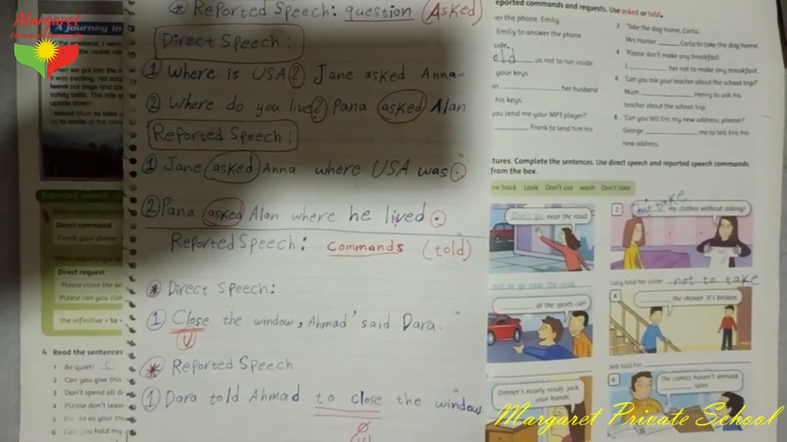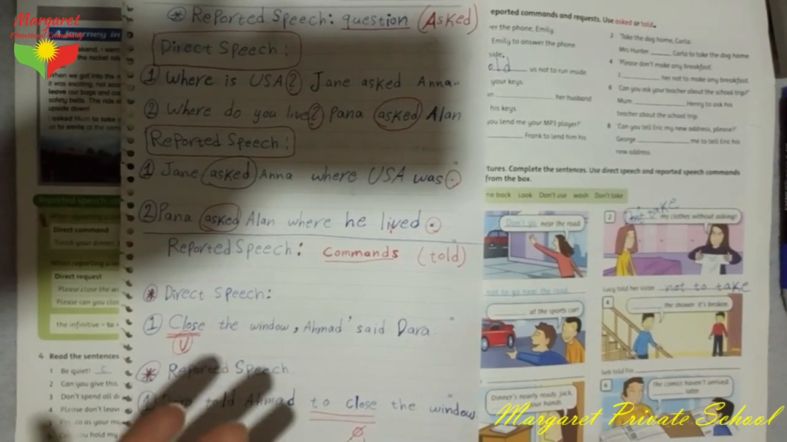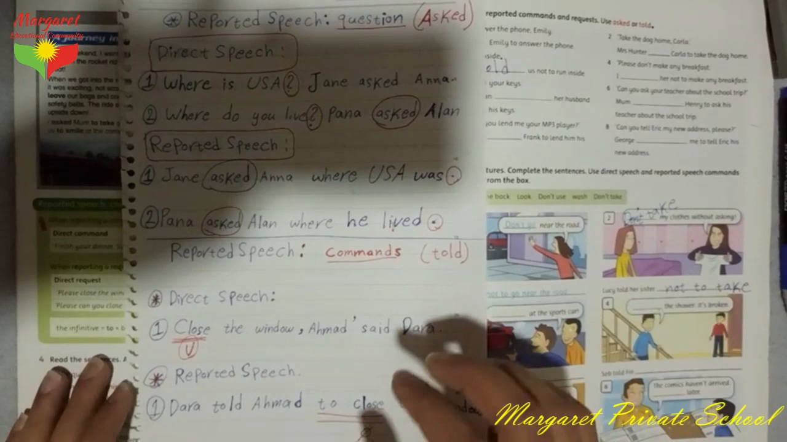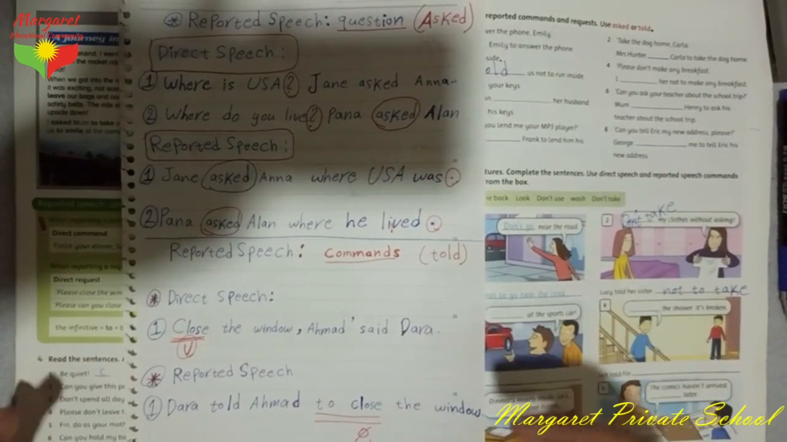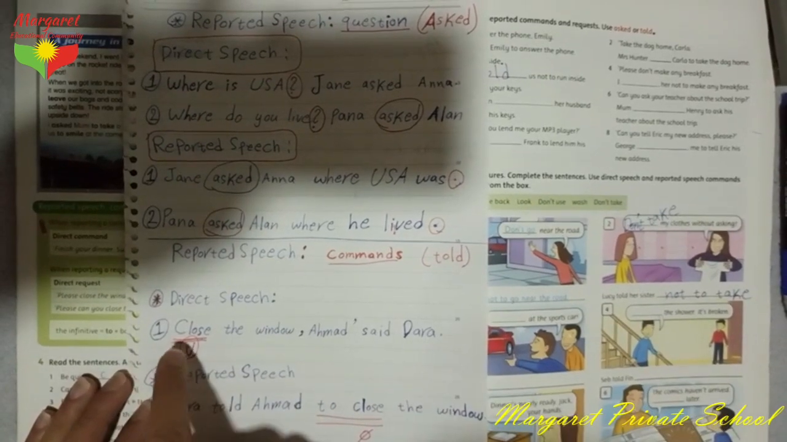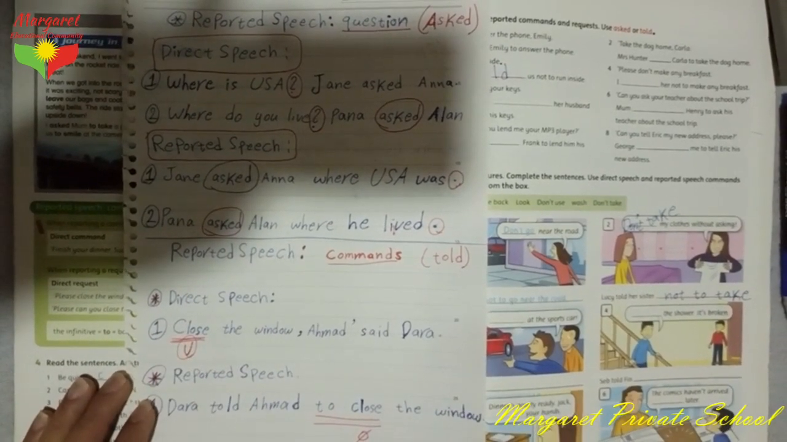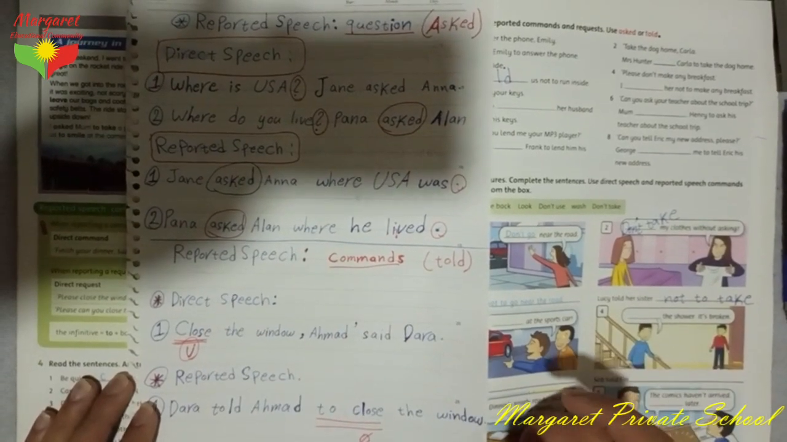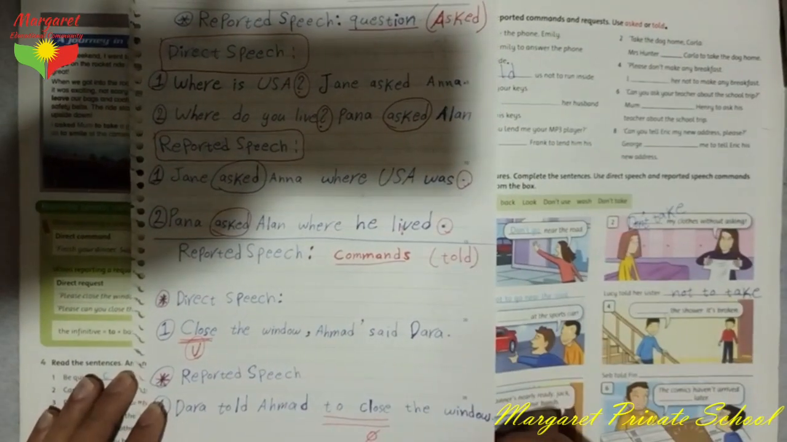And guys, I want you to be careful. We recognize a command or reported speech command with "told". And when we have a command sentence, we recognize it because it starts with a verb. When you see a verb at the beginning of the sentence, that is a command sentence. So just so you all know.